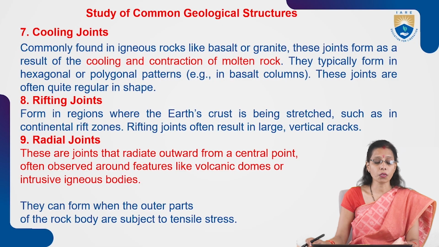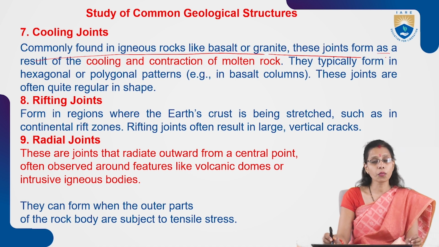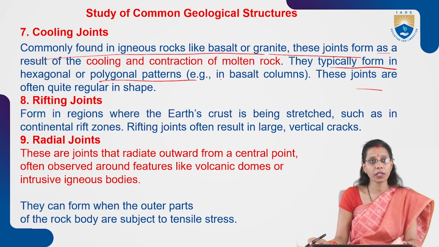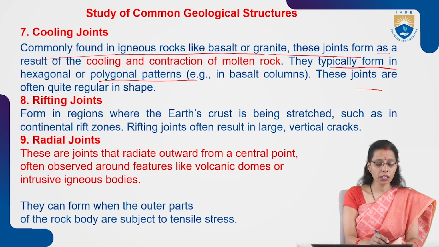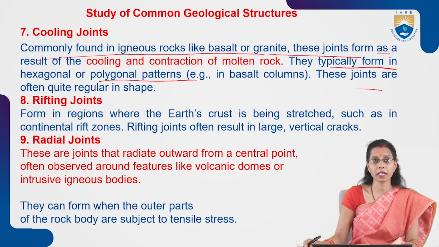Then we have cooling joints, commonly found in igneous rocks like basalt or granite. These joints form as a result of cooling and contraction of the molten rock. They typically form a hexagonal polygonal pattern, as in basalt columns, and are often quite regular in shape. Rifting joints form in regions where the earth's crust is being stretched, such as in continental rift zones, and often result in large vertical cracks.